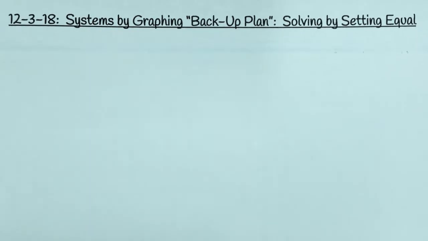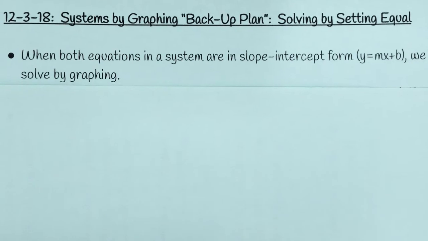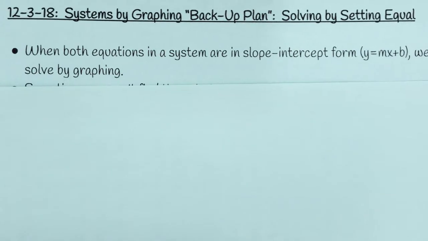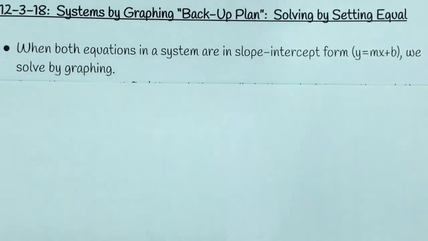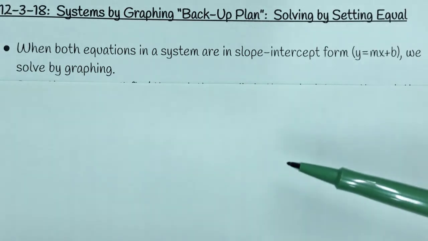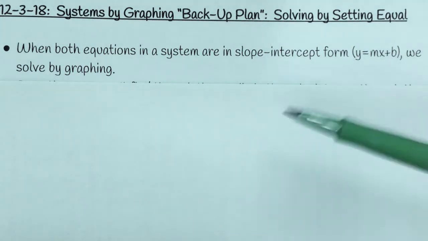Okay? So when both equations in a system are in slope-intercept form, we solve by graphing. So remember we talked about how we use a shovel, or we use a backhoe, or we use a spoon. Shovel when we're digging a hole in the backyard, a backhoe when we're digging a ditch, a spoon when we're digging into some ice cream. We use the right tool for the right purposes.